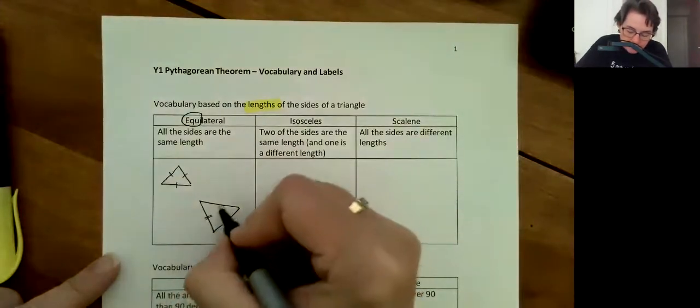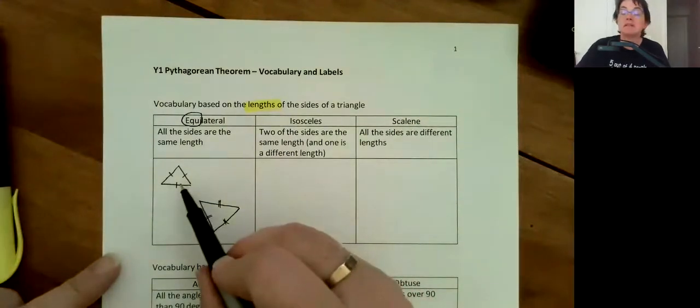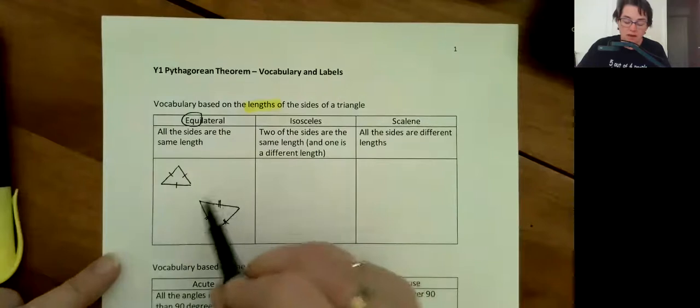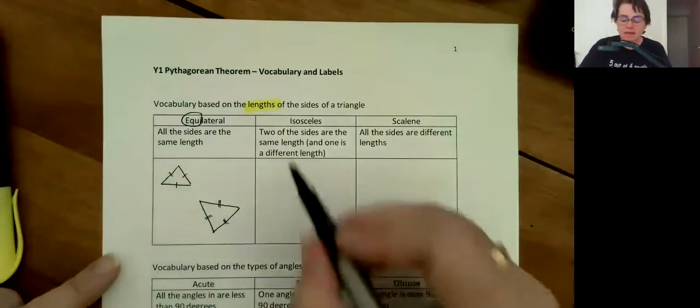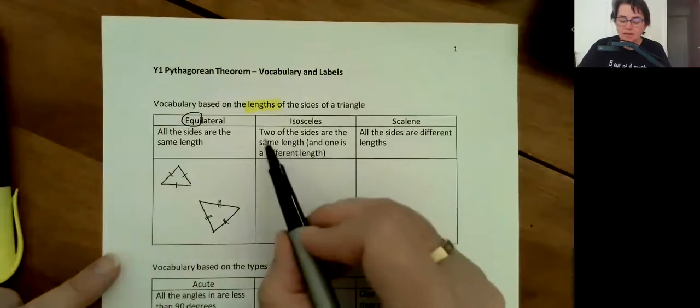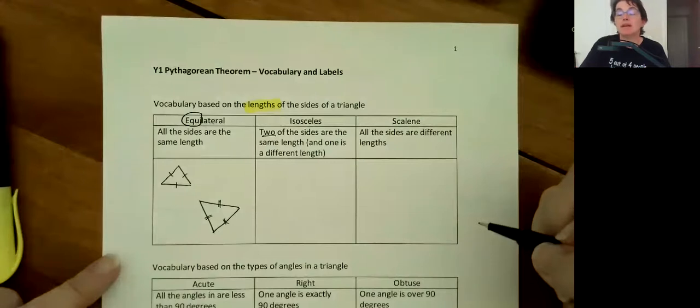Now, notice I used two little slashes there. I didn't want to use one slash because then they might think that it's the same length as that. But all three sides are the same length. Easy peasy. Now, isosceles triangle: two of the sides are the same length and one's a different length.